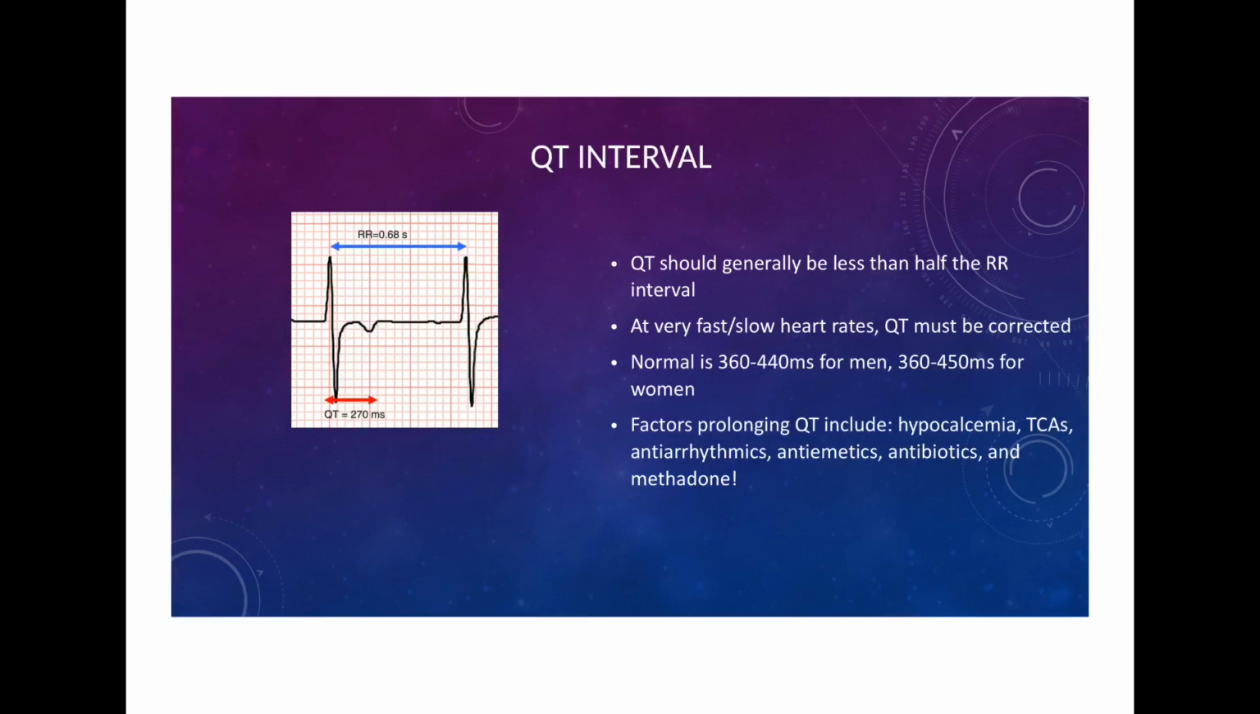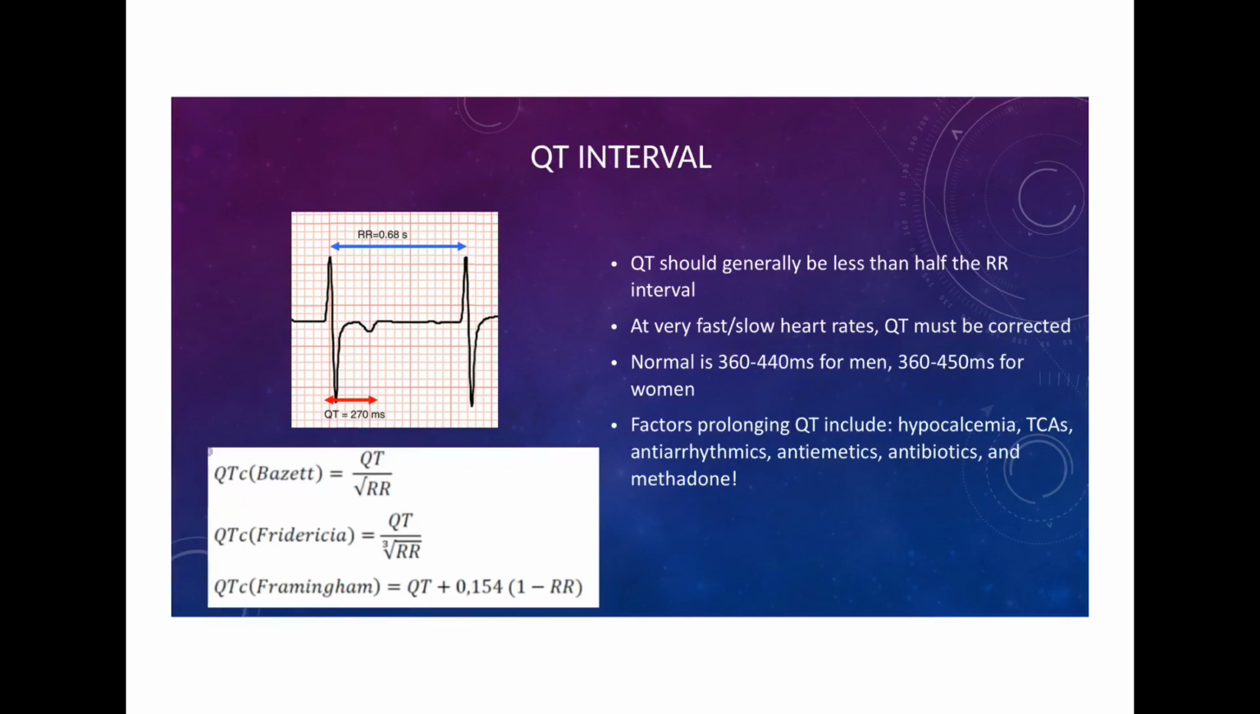But we also want to recognize that the different heart rates can also affect how the QT looks. So we do correct the QT interval for the heart rate, and there's various formulas that are listed here that we can use. One of the most common that our ECG machines use is the Bazett formula here, QT divided by the square root of the RR.